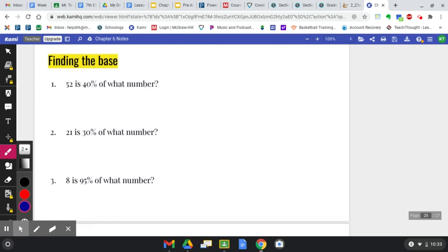All right, now finding the base. So this is is over of, percent out of 100. Right, so 100 never changes. It's always out of 100. That's what percent is. This is going to be 40 out of the 100. Now here it says 52 is 40% of what number? And you can call that whatever you want there. I always like to use X.